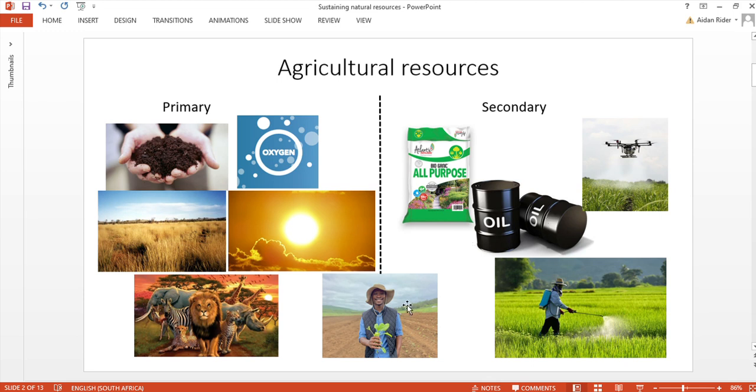Okay, they are in this section as well because we make the technology that is used. Things like fertilizers, even drones, there's a technology we use these days in farming. Also, oil is made or refined by humans, used for fuel, and things like pesticides and herbicides that we spray on our crops are also secondary.